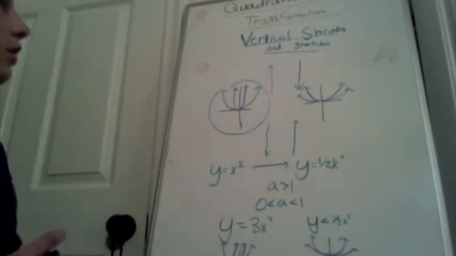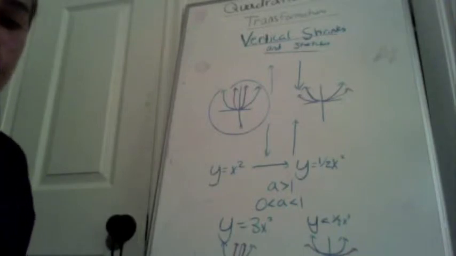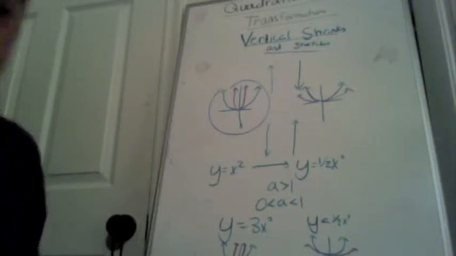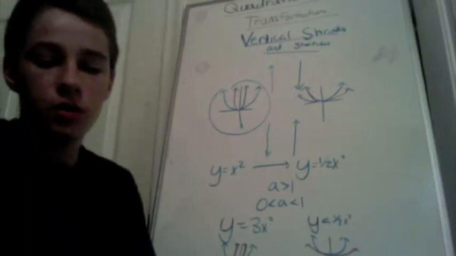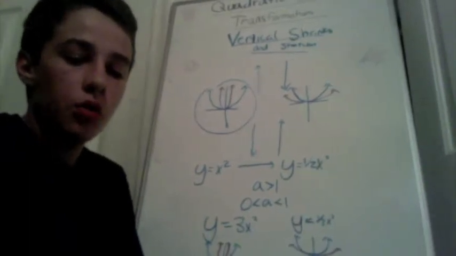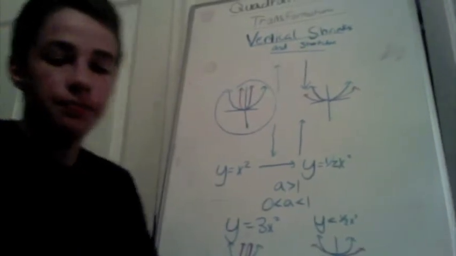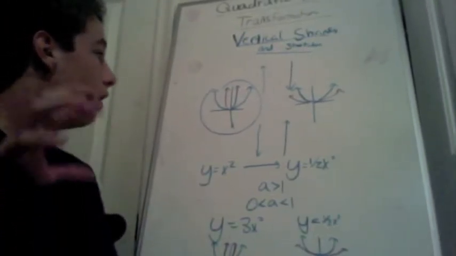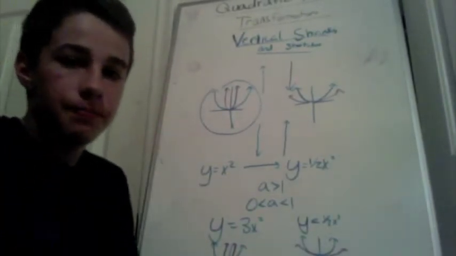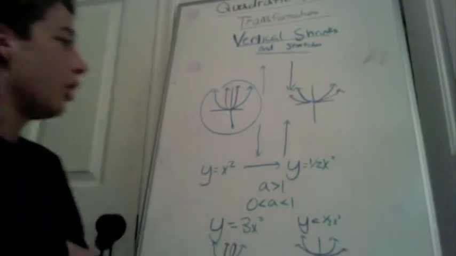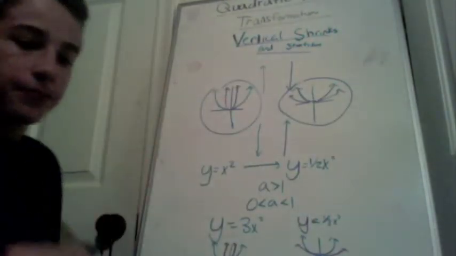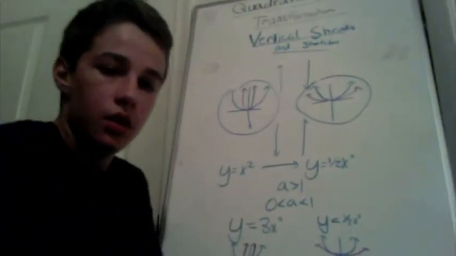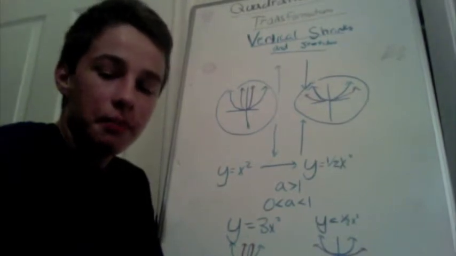That's really the main stuff for vertical stretches and shrinks. In the next video, we'll be going over putting all of this together into one equation, so what that will look like for the different combinations of these transformations. Wish me good luck with that.